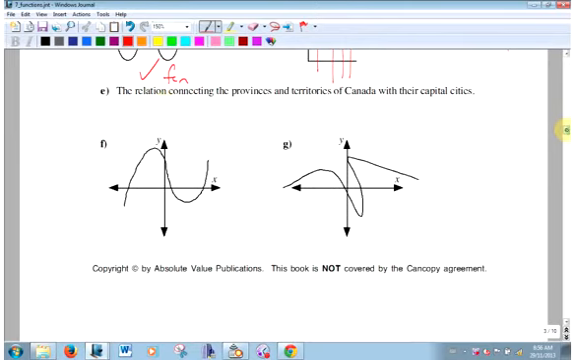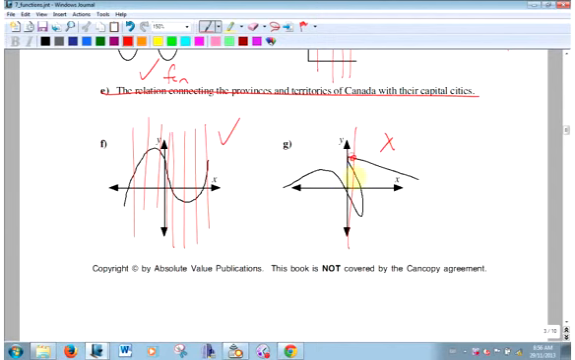Okay. This relation connecting the provinces and territories. Let's look at that. That's socials. F. Is that a function? Does it pass the vertical line test? Yeah, I don't think there's anywhere you can draw a vertical line that will cut this graph more than once. Looks fine to me. How about this funky thing? Definitely not. 1, 2, 3, doesn't work.